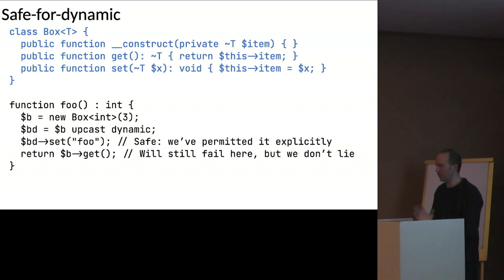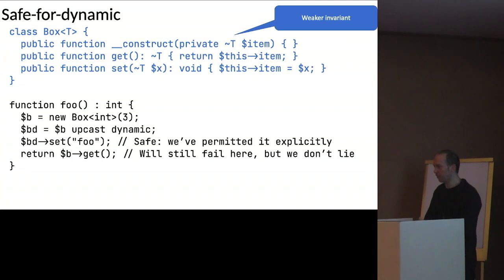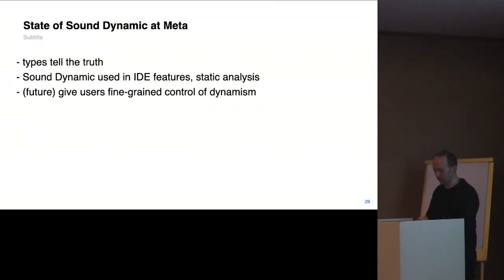But at no point do we lie, which is exactly what we were going for. Lies were the problem that we were trying to solve. And we enable expressivity by letting users express weaker invariants.